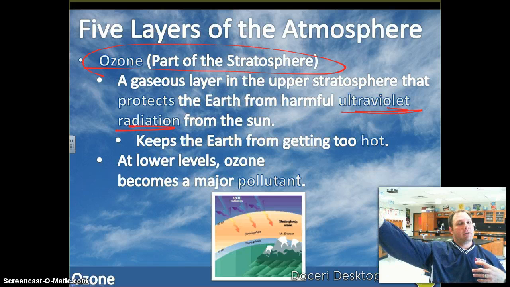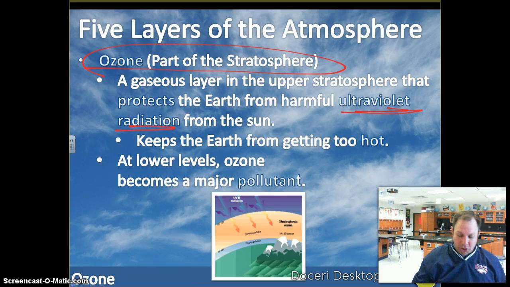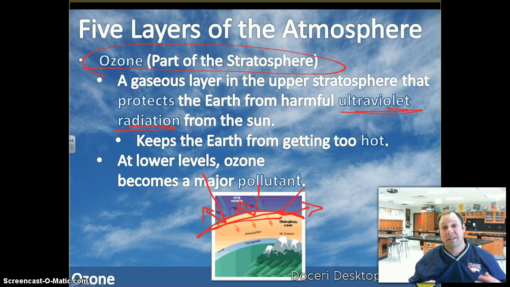So very important. The sun sends in these UV light, this UV radiation, and you can see from our diagram right here, the ozone being right here, that sun's light comes in and a lot of that bounces off the ozone layer back out into space, and it protects us from that radiation light.